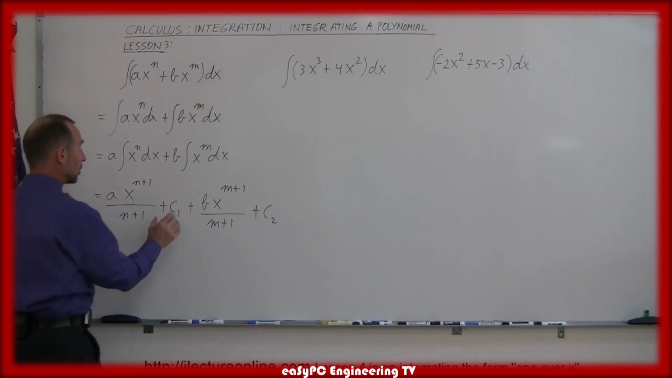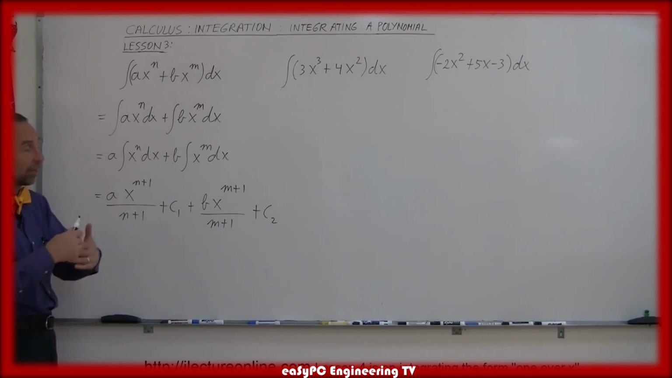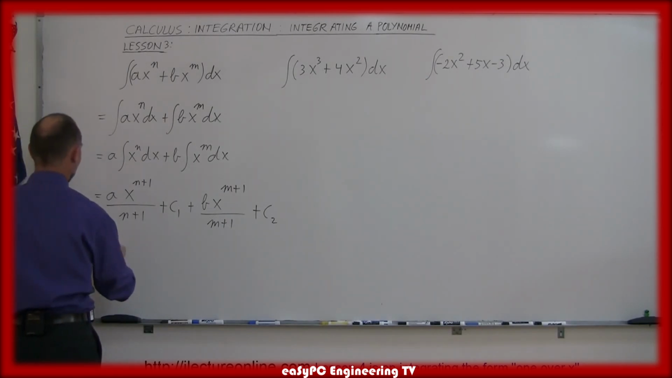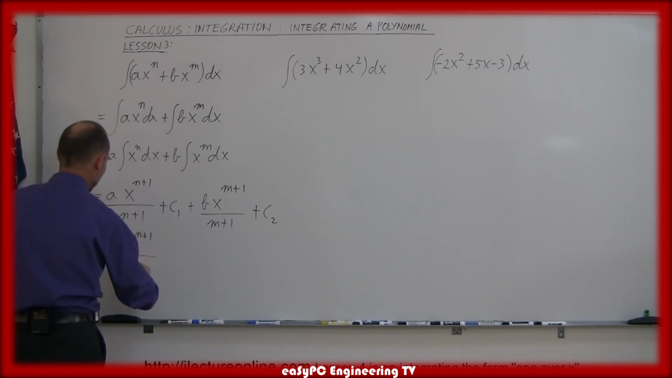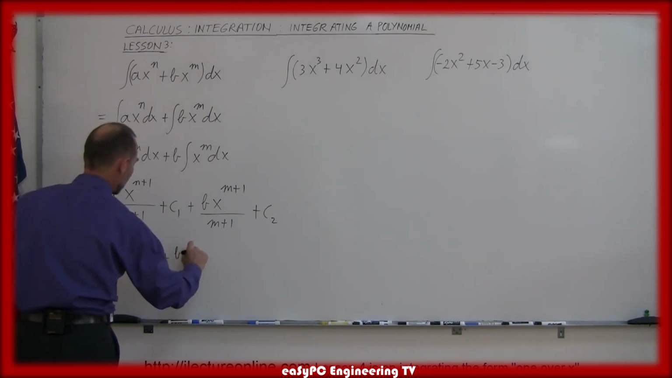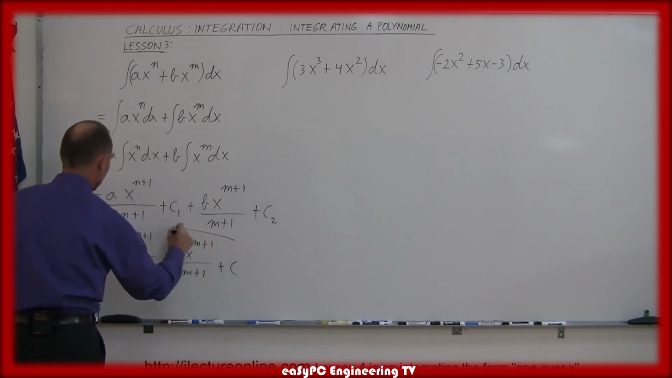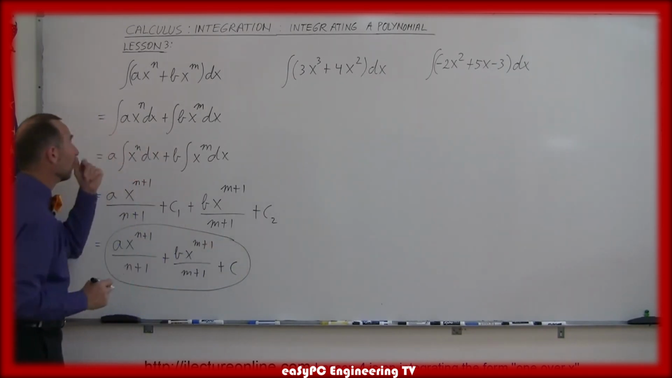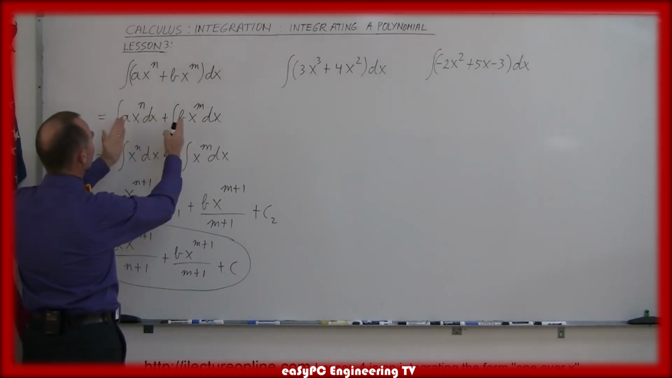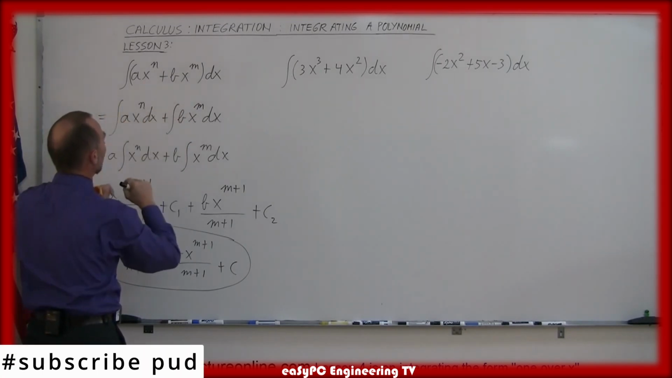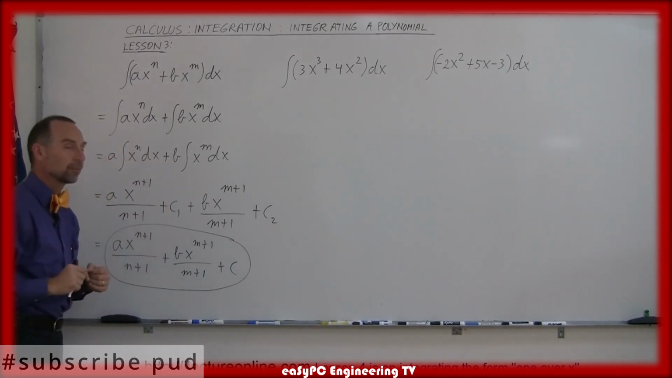Then you can add c1 and c2 together because they're just arbitrary constants, and simply say there's a constant at the end. So we can write this as a times x to the n plus 1 divided by n plus 1, plus b x to the m plus 1 over the new exponent m plus 1, plus a constant of integration, and that's the integral of our polynomial. So what you can do is write a separate integral for each term in the polynomial, then move your constants outside the integral sign, and then use the power rule.